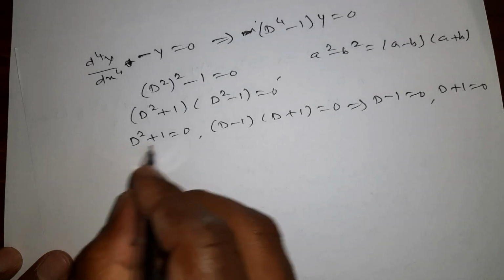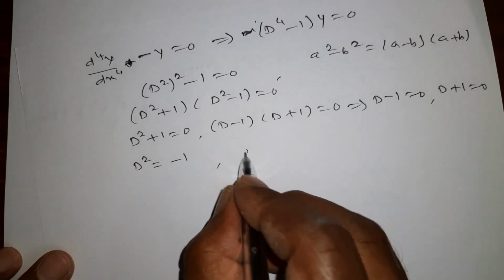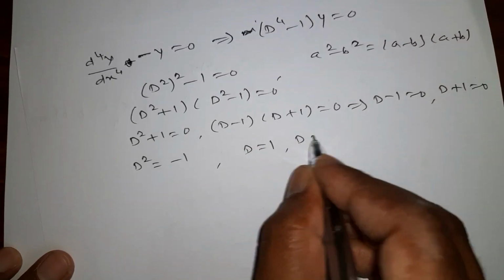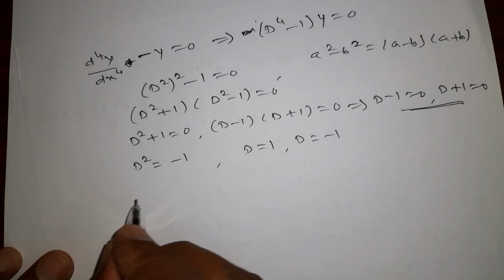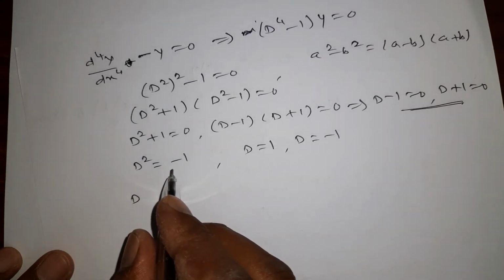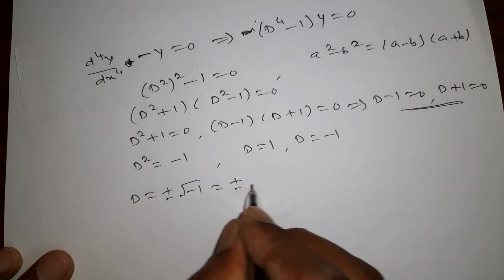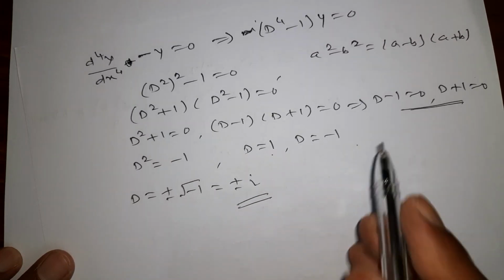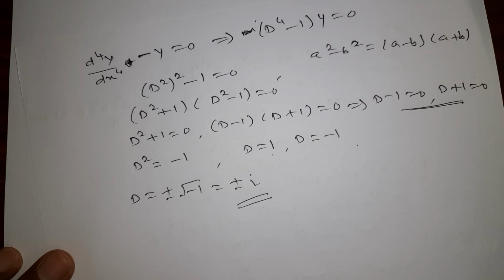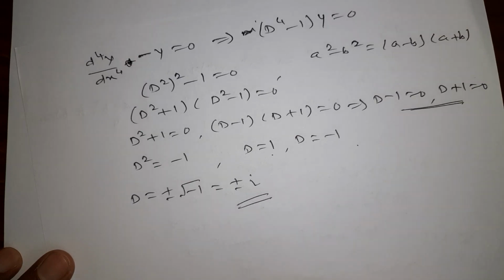Correct? So, here D square plus 1 equal to 0. So, D square is equal to minus 1, and here D equal to 1, D equal to minus 1 from these two terms. Okay. Now, here D square is equal to minus 1 means D equal to plus minus square root of minus 1, that is nothing but plus minus i. So we get 4 roots here: 1, minus 1, i and minus i. This you can't do for the last example which we have solved. In that we found the middle term.